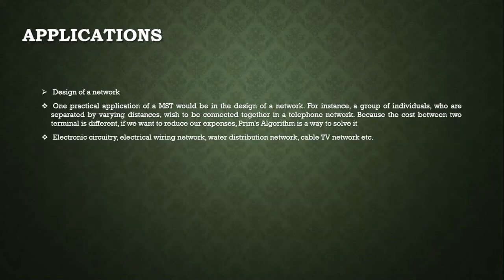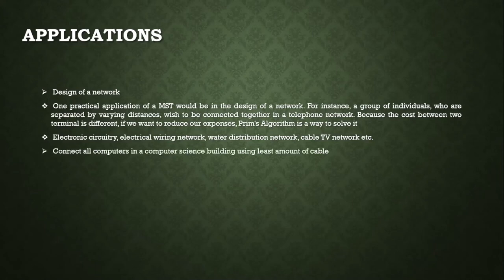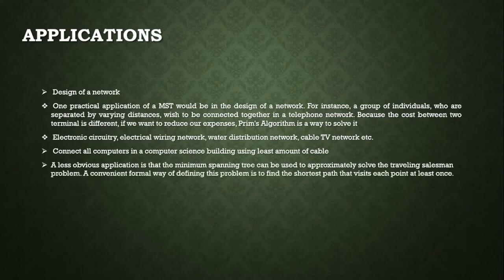Electronic circuitry, electrical wiring networks, water distribution networks, cable TV networks, etc. To connect all computers in a computer science building using the least amount of cable, we can use Prim's algorithm. A less obvious application is that the minimum spanning tree can be used to approximately solve the traveling salesman problem. A convenient formal way of defining this is to find the shortest path that visits each point at least once.